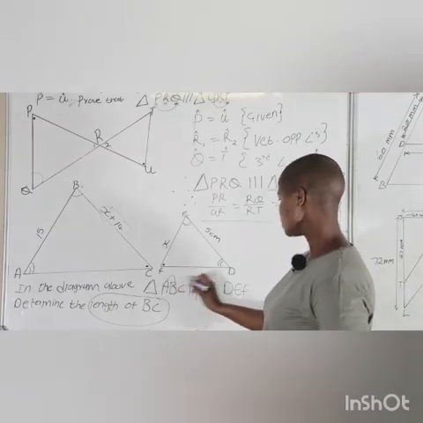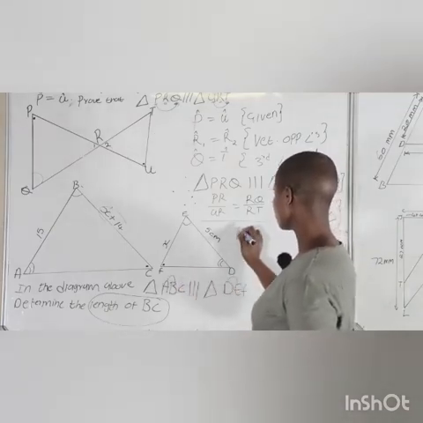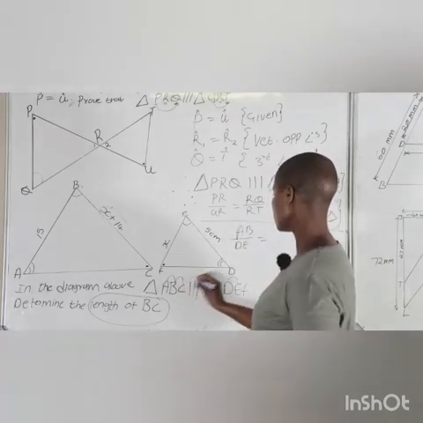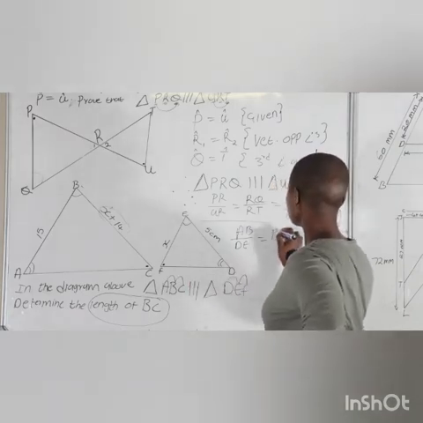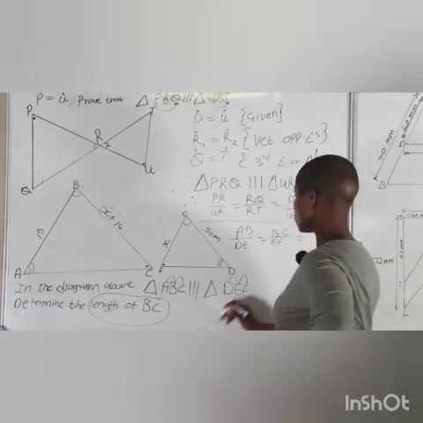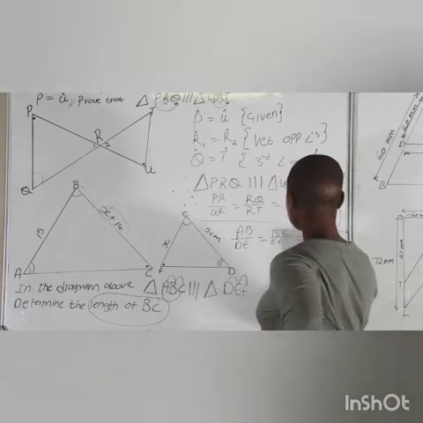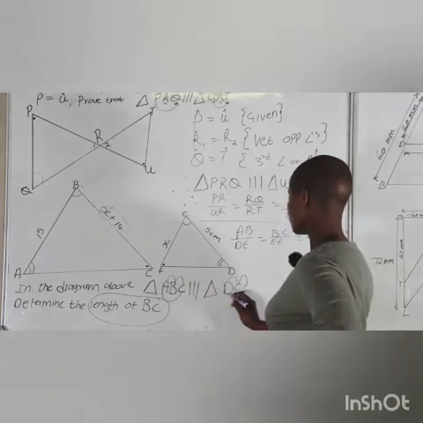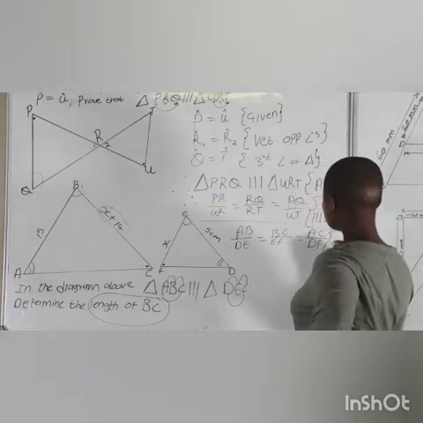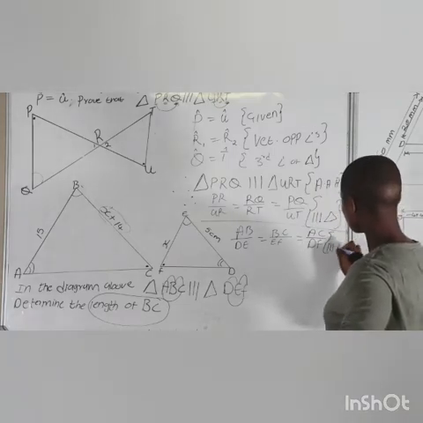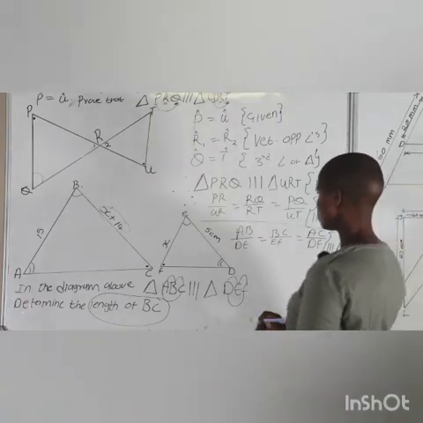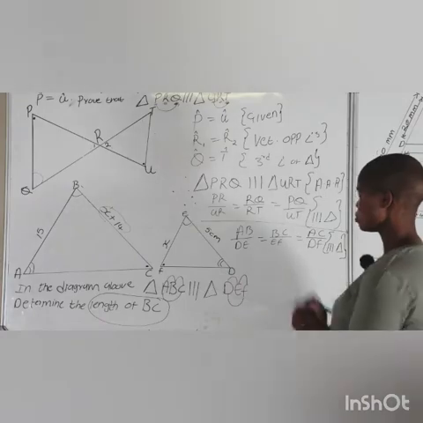So we've got AB over DE is equal to BC over EF is equal to AC over DF. And my reason will be similar triangles. I hope that it is visible there. Because of space, we might just have to squash our information into the small space.